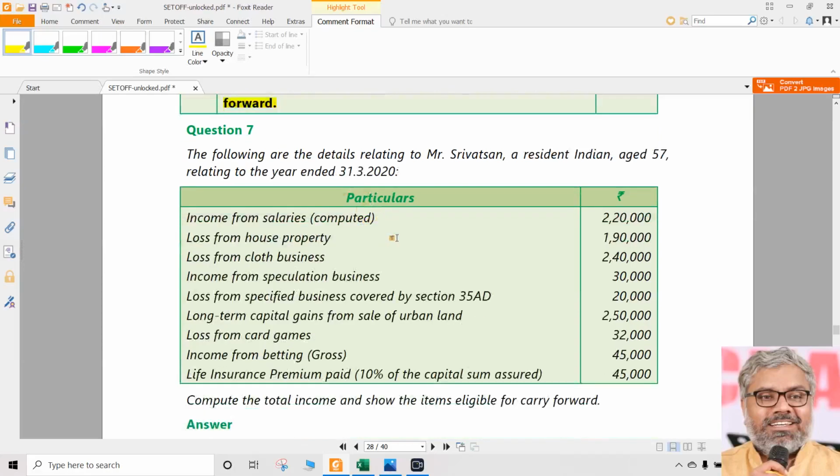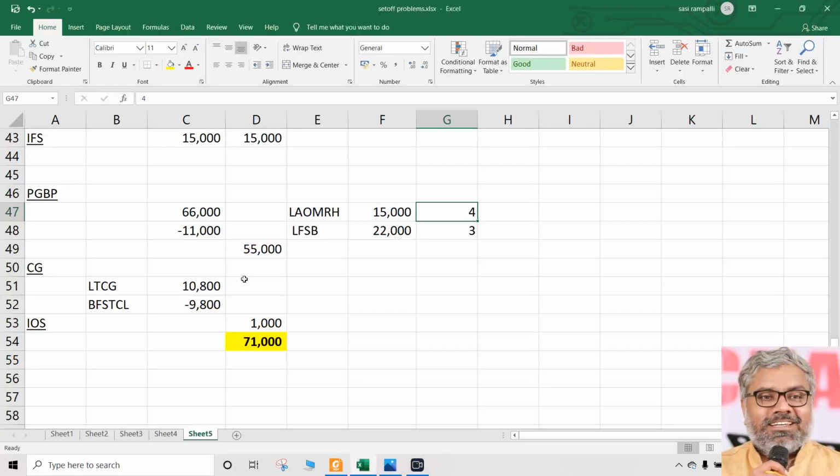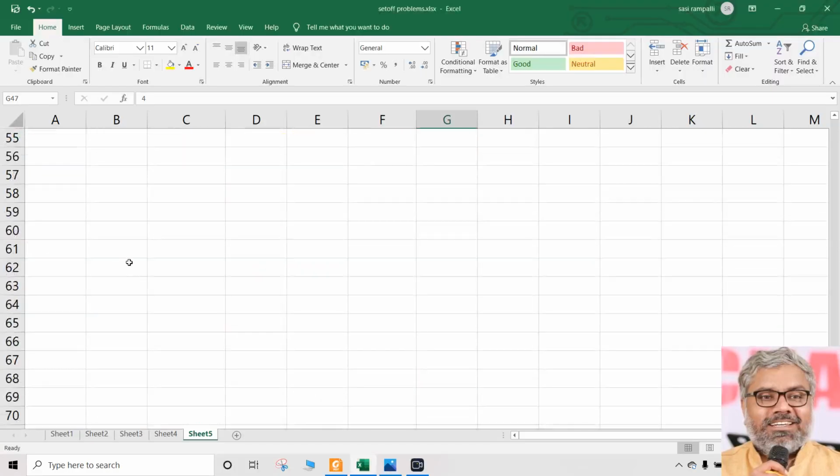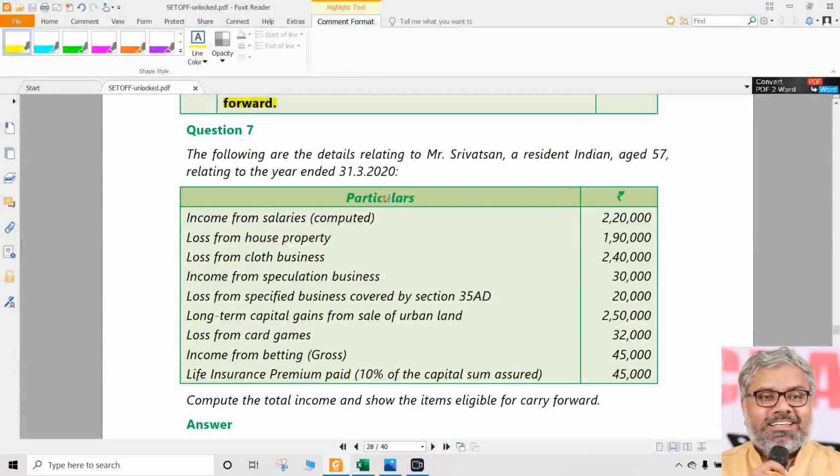In the same way, question number 7. Let us move on to that. In question number 7, the details related to Mr. Srivatsan are given. Resident Indian, aged 57 years. Compute the total income and also show the items eligible for carry forward. A typical question, a perfect question for 5 marks or 6 marks in the examination.